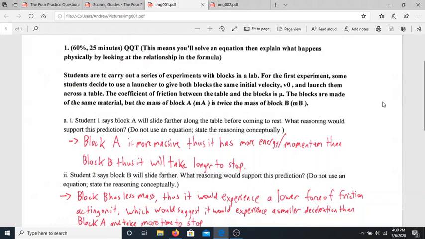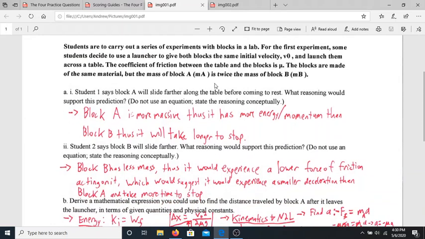All right? So at the beginning, it starts with the idea that these students are carrying out a series of experiments. In this case, I have 2 blocks, and I'm launching them from the same launcher that causes them both to leave at the same initial velocity, and I'm launching them across a table that has some friction. All right. Now, I have a couple students that are watching this, and they're making a prediction.